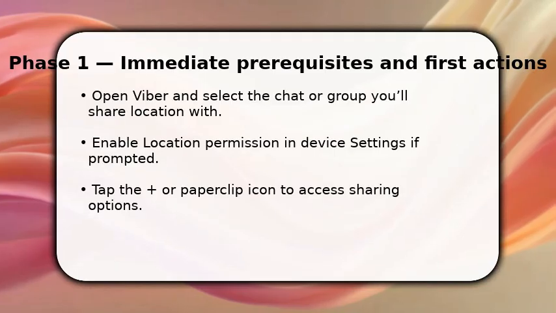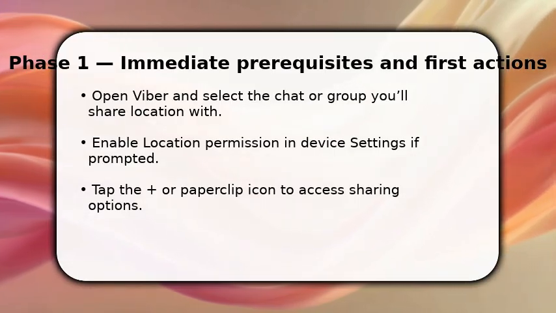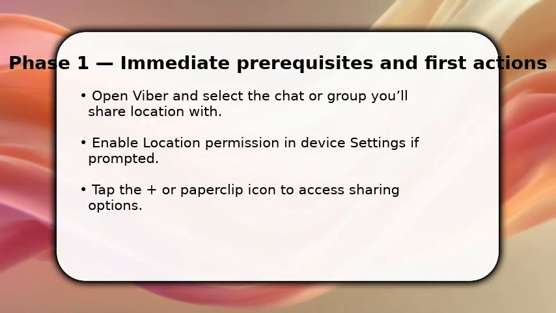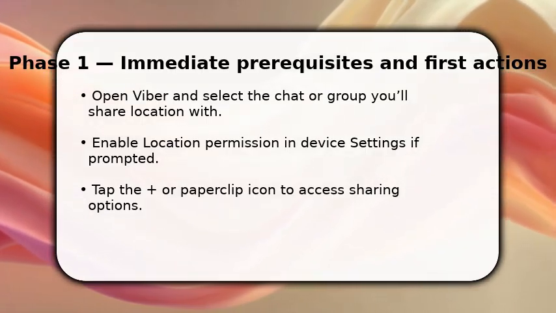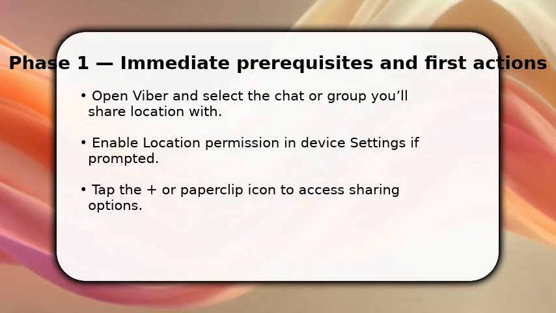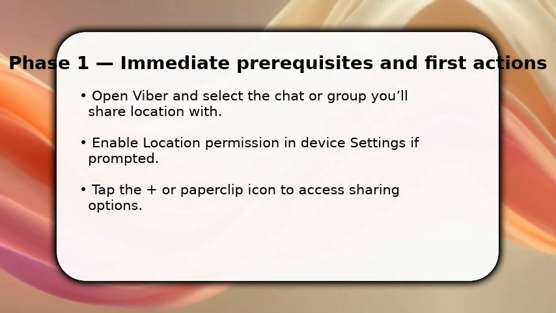You start by opening Viber and picking the chat or group where you'll share location. Grant location permission in settings if Viber asks, otherwise the feature won't work. Tap the plus or paperclip icon inside the chat to reveal media and tools.